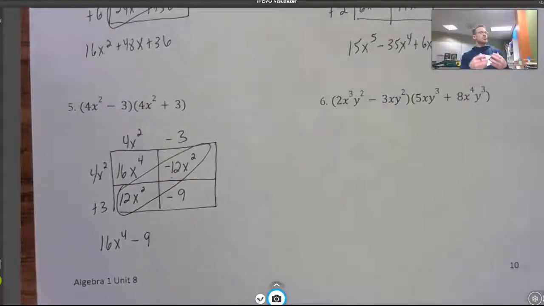All right, so that's your introduction to multiplying binomials. If you have any questions, have those ready, highlight any problems that you might have with this, and then we'll get to those questions in class.